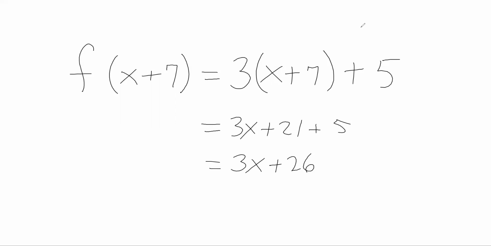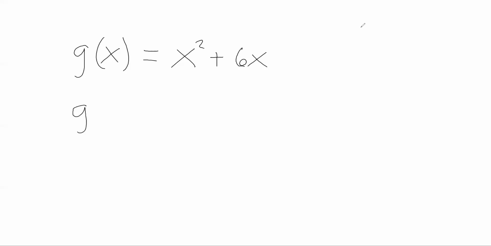Let's look at a slightly more complicated function. g of x, say it's the function x squared plus 6x. The basic idea again is that g is just the name of the function, the rule that says square the thing and then add 6 times the thing.